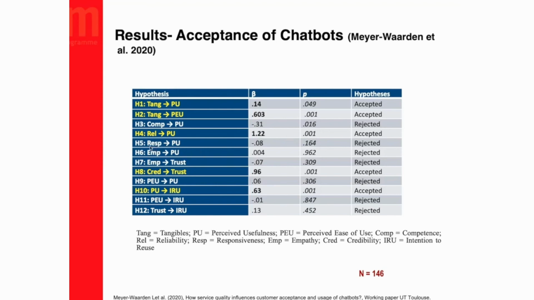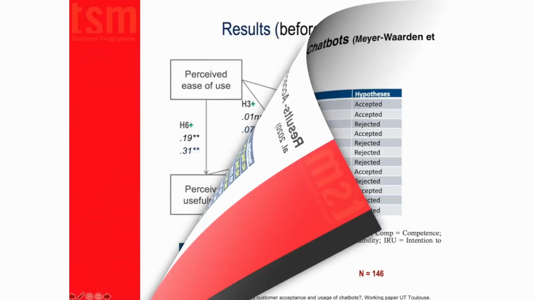We don't confirm the links between responsiveness and empathy on perceived usefulness and empathy on trust. But we confirm a positive link between credibility and trust, which is highly significant, highly positive. We don't confirm, this time in contrast to literature, the link between perceived ease of use and perceived usefulness, which is the link actually from the basic Davis TAM model. We confirm a link between perceived usefulness on intention to reuse the chatbot, but reject the links between perceived ease of use on intention to reuse and trust on intention to reuse.